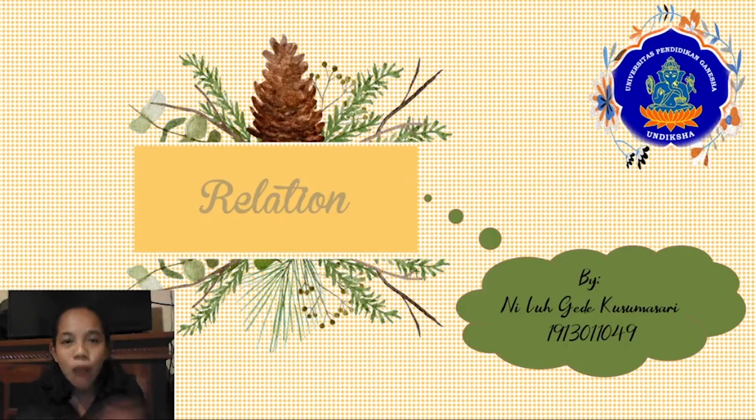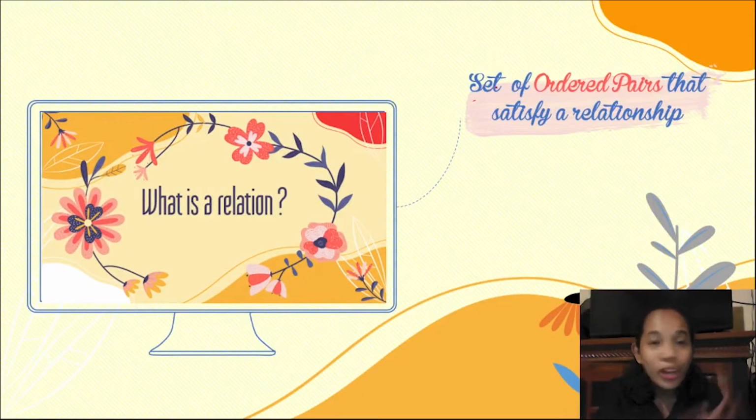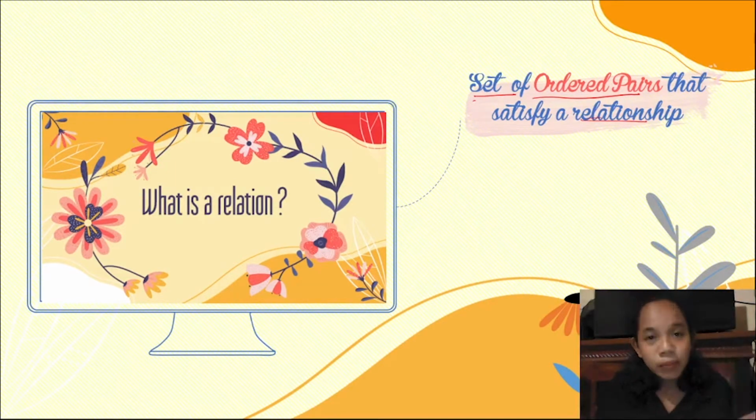So now I want to tell you about relation. Now, what is a relation? Relation means a set of ordered pairs that satisfy a relationship, or simply a bunch of points or ordered pairs. In other words, the relation between the two sets is defined as the collection of the ordered pairs, in which the ordered pairs is formed by the object from each set.